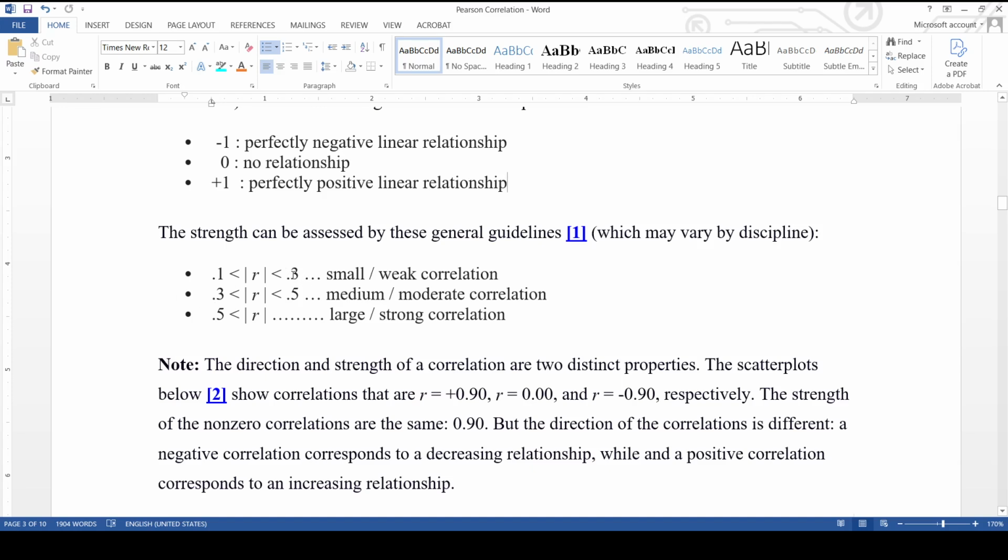Now, when do we have high correlation? The moment you have greater than 0.3, but less than 0.5, we can call it medium or moderate correlation. But anytime you have more than 0.5, it is large or strong correlation.